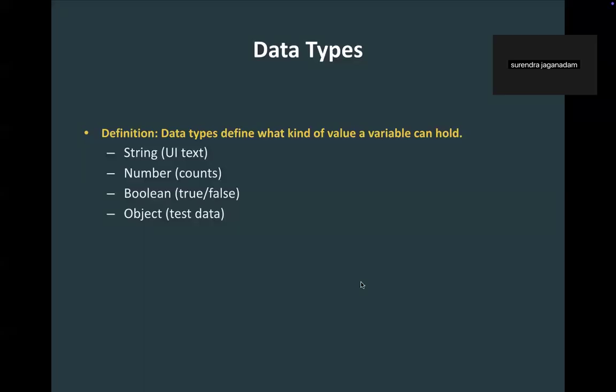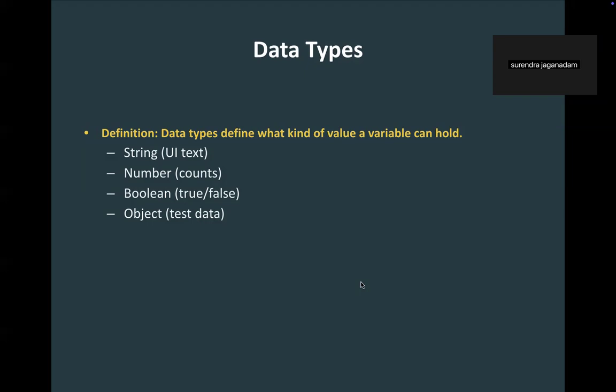So guys, as part of this session, I'm going to talk about a brief overview of data types with simple examples. The first and foremost thing that you need to know here is what a data type is. In simple terms, we can say that the data type represents what type of value needs to be stored in a variable.